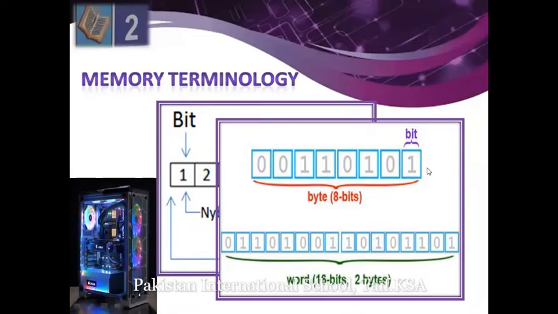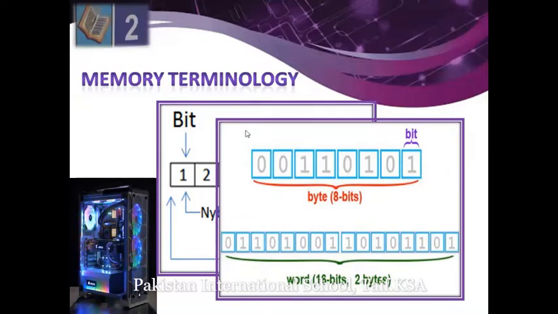When we have the 8 bits, 1, 0, 0, 1 like this, 8 bits is called 1 byte. And when we have 16 bits, it means 2 bytes, and 2 bytes are called a word. So when we have 0, 1, 0, 16 times, with different combinations according to our instructions, it is called one word. 16 bits is equal to 2 bytes, and 2 bytes is equal to 1 word.